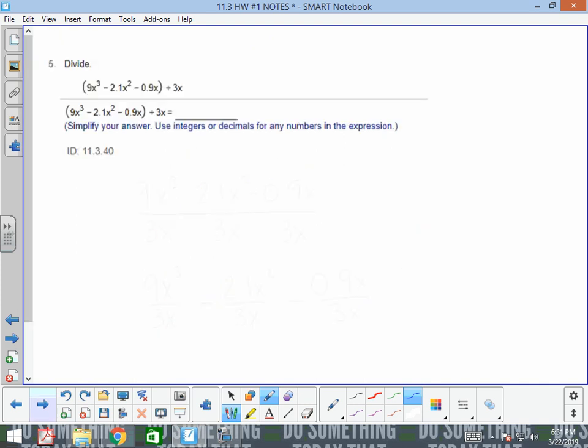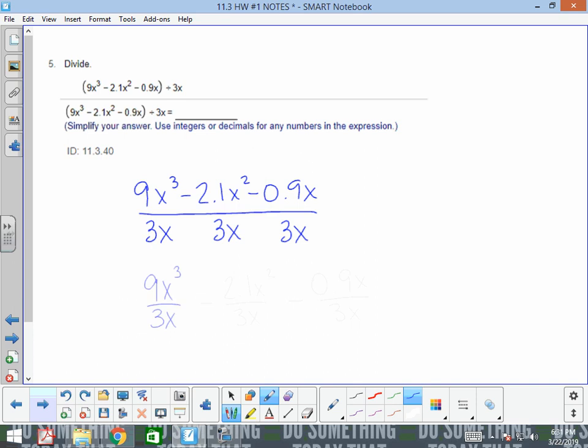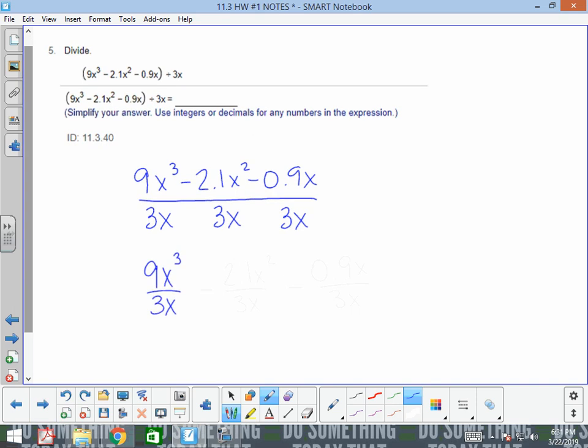All right, number 5. We're looking at some decimals here. So that means we're not going to have fractional answers, but we're still doing the same process. Take the dividend, each term in the dividend is going to be divided by 3x. Okay, so 9x to the third divided by 3x is 3x squared.